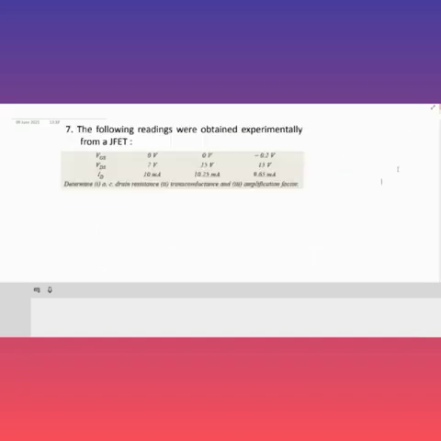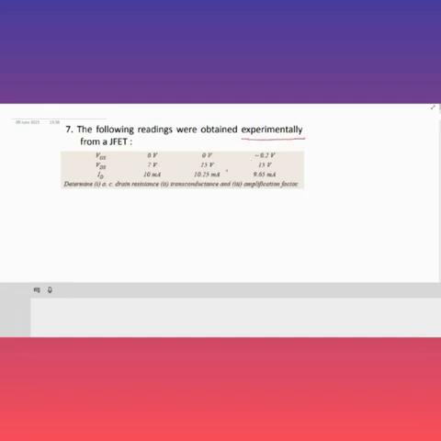Here you can see the following readings were obtained experimentally from a JFET. You can see that VGS, first it is 0 volt, then again remains 0 volt. When the voltage is given as minus 0.2 volt, my VDS will be 7, it will be increasing to 15, and a steady 15 volt will be maintained. And when this happens, my ID current will be 10 milliamps. It increases to 10.25 milliamps, and again it decreases to 9.65 milliamps. So these were the readings obtained experimentally.